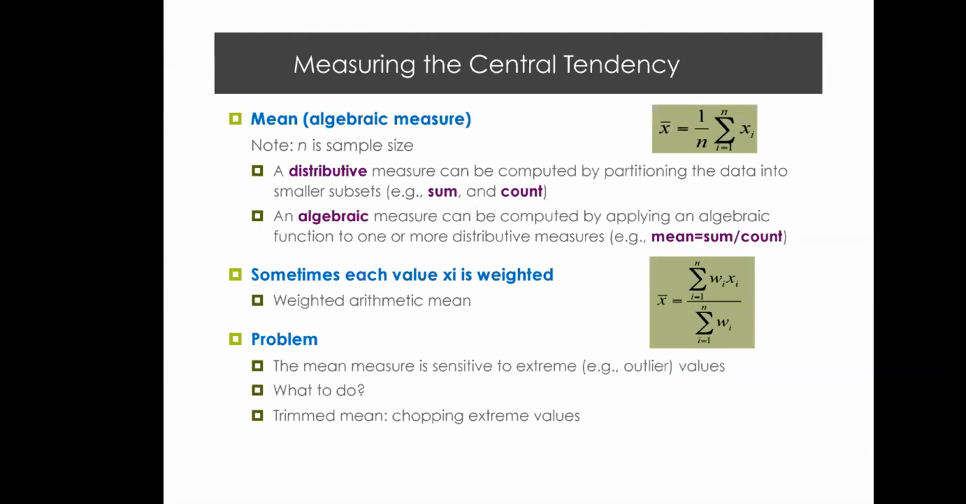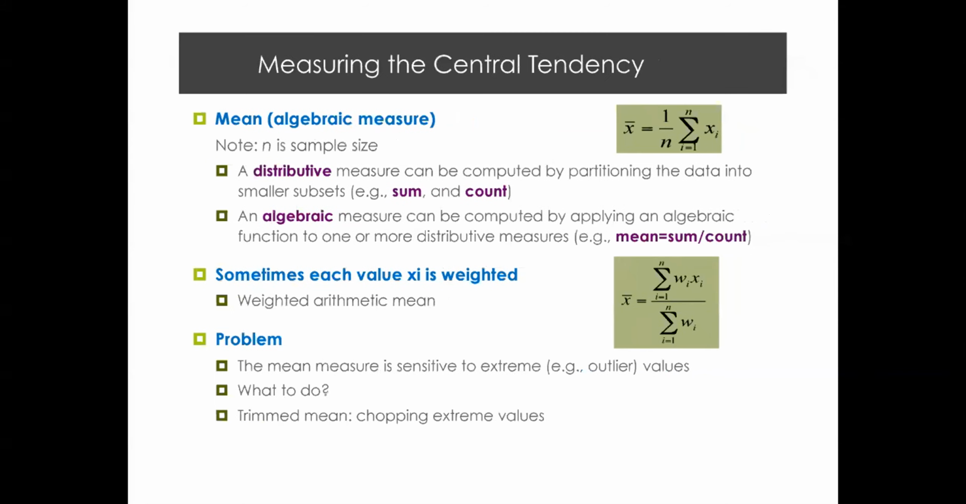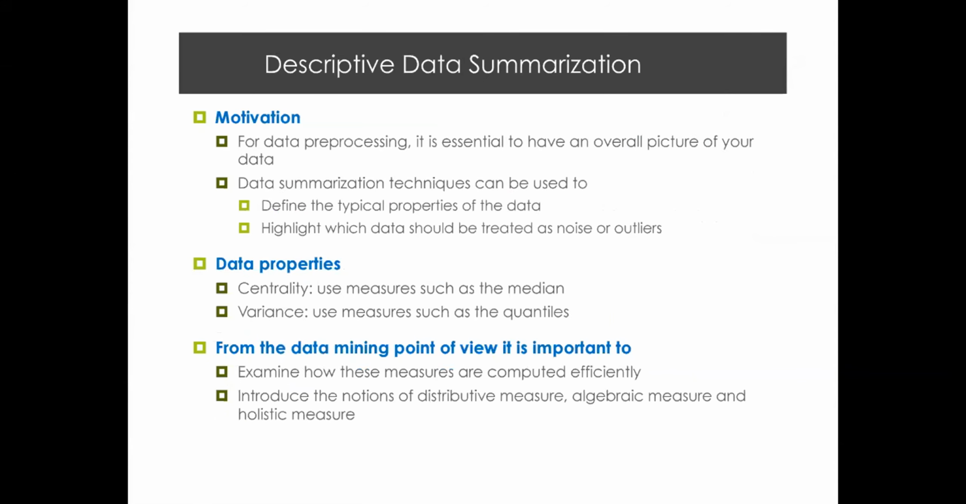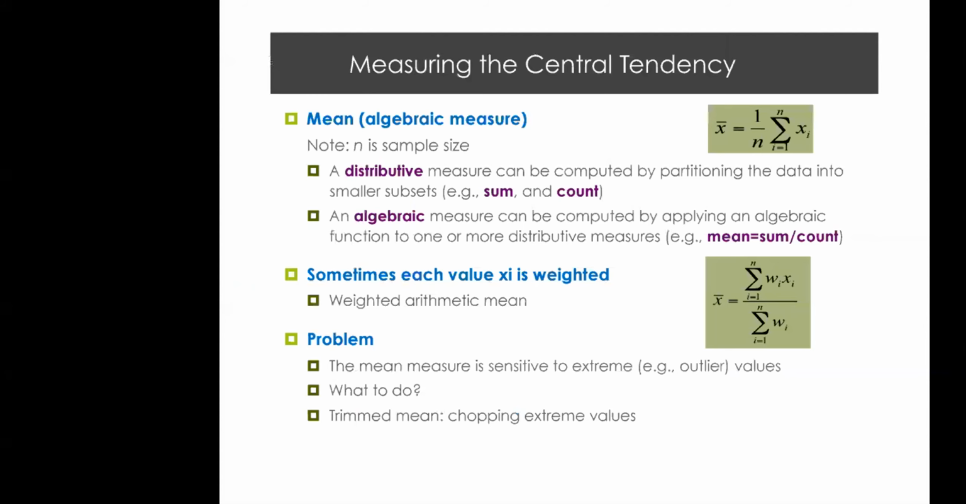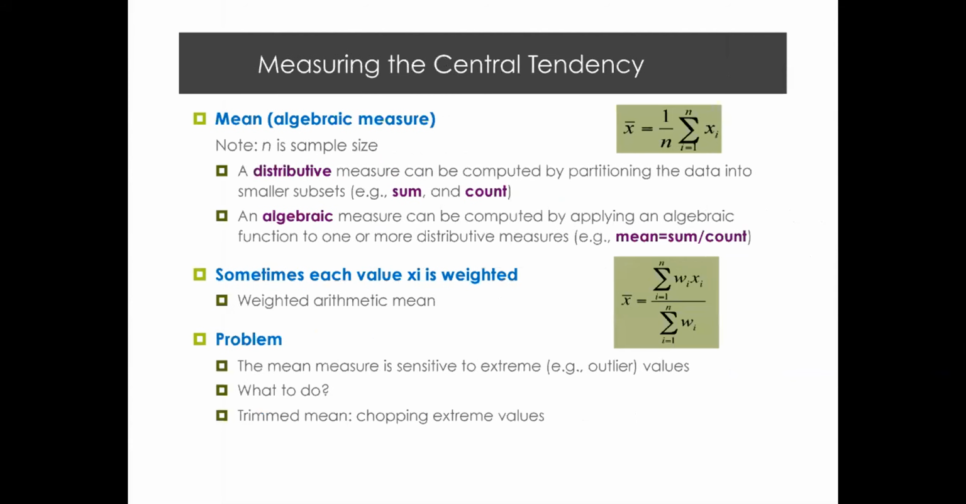See here, measuring the central tendency. Here mainly we represent the data's central tendency and variance. The basic statistical description of the data can be represented in two ways. One is measuring the central tendency.